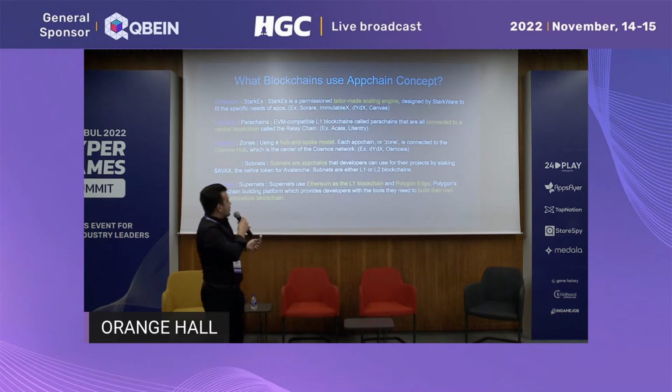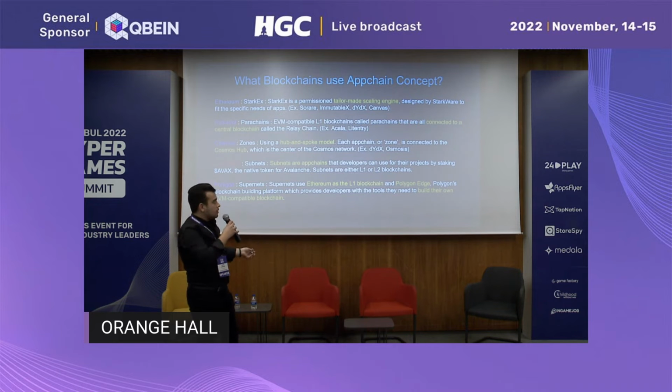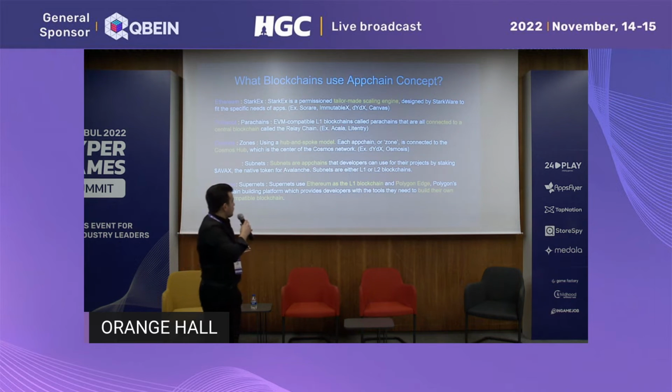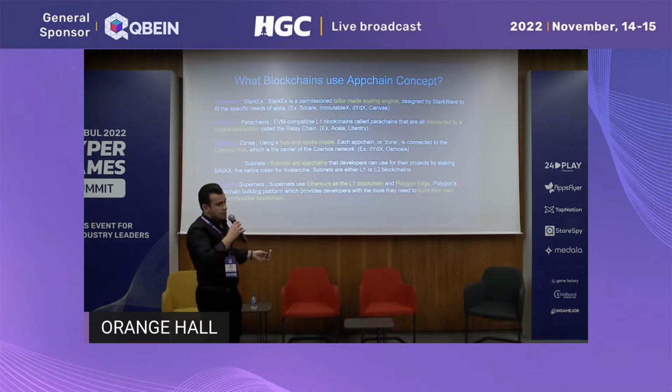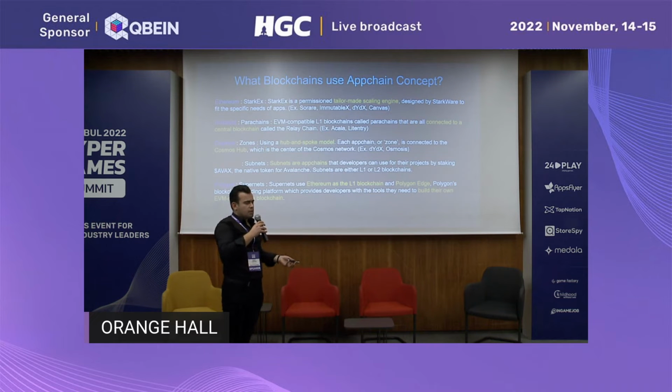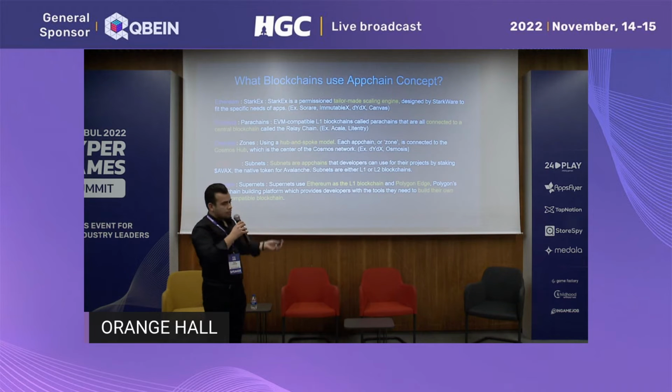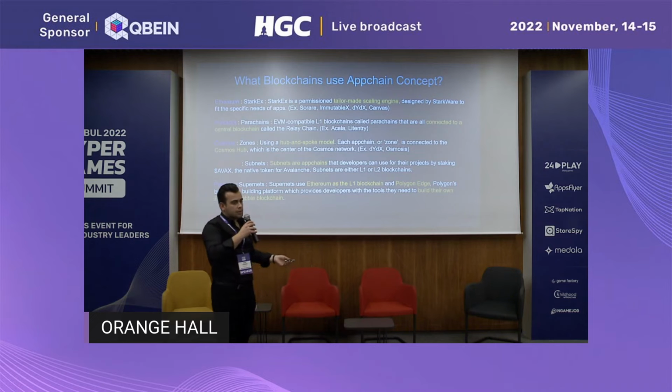What blockchains use these concepts? I can give the example of StarkX on Ethereum. StarkX is a permissioned, tailor-made scaling engine. It's designed by the Starkware company to fit the specific needs of apps. There are some popular applications like Sorare, Immutable X, DYDX, and Canvas. For example, DYDX has its own order book, and they have futures trading. It's something new for blockchain because we used to believe that it's not possible, but app chains made it possible, and they can have futures trading by using a contract that is written on chain.